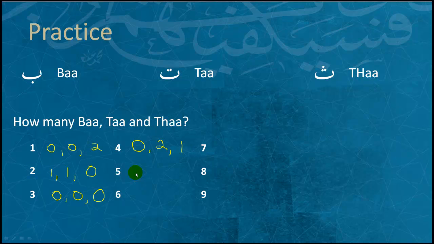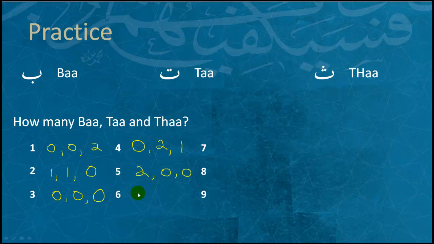How many bas? Shaba, that's one. Beek, that's two. I hear two bas. Okay, how many tas? Well, I hear no tas and I hear no thas. By the way, how many alifs? I hear one alif. There it is. It's not shababik, it's shababik. Alright? Number 6 now.